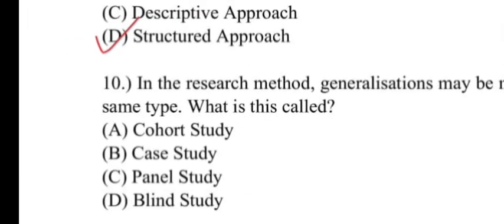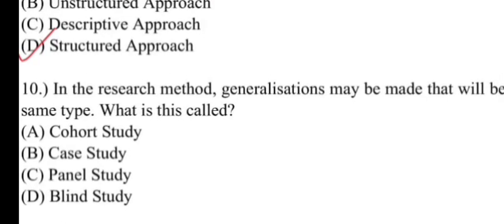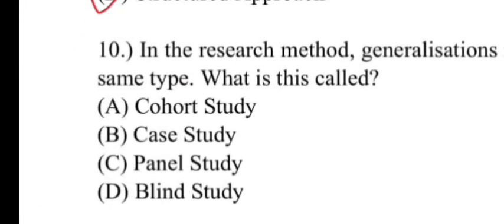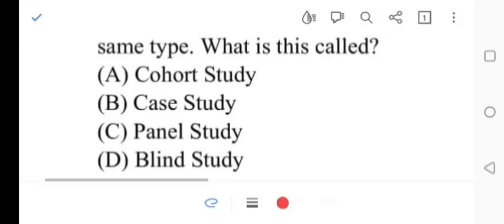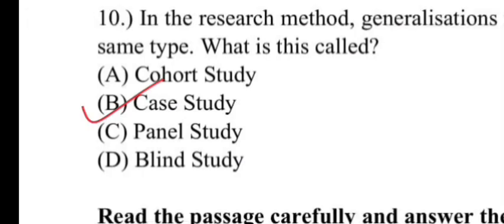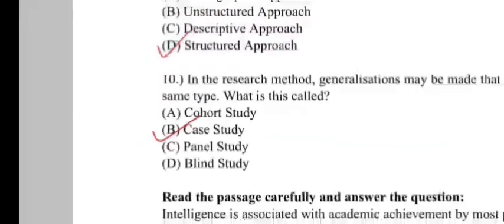Number 10 says, in the research method, generalization may be made that will be applicable to other situations of the same type. What is this called? Cohort study, case study, panel study, blind study. It will be case study. Got it? Case study. Now, if you don't know the other terms, then you have to Google them. Okay, then only it will be comprehensible for you. Number 10 done. We have done 10 questions.